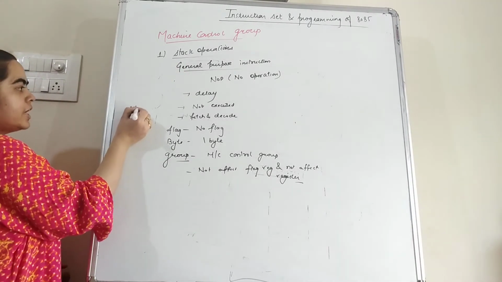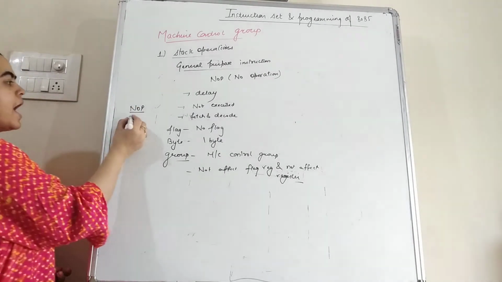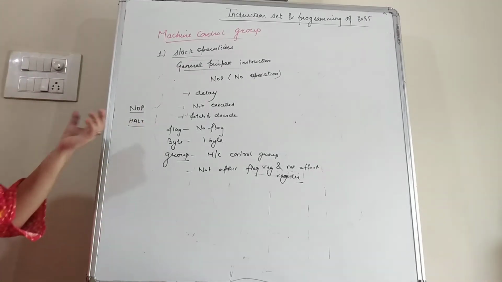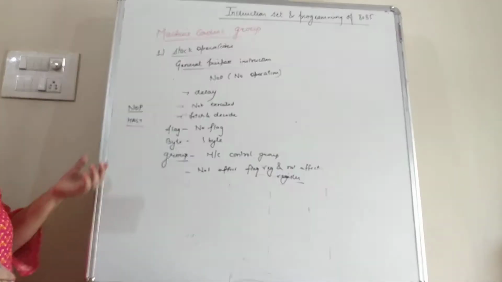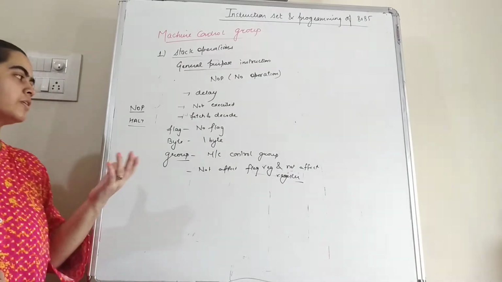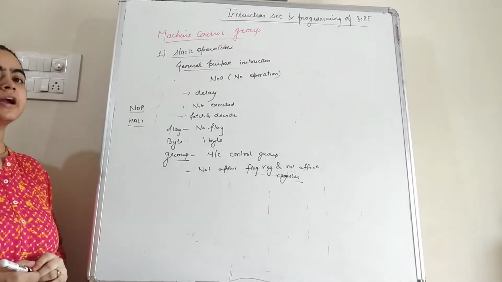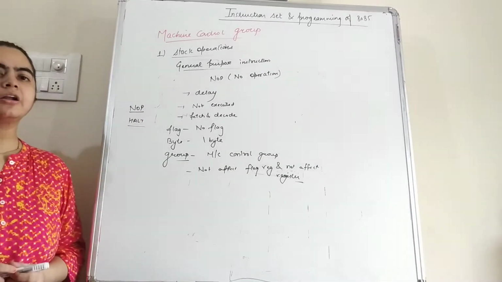So basically NOP is used to just provide delays, and halt is used to stop the microprocessor from executing the program or other instructions. Halt we basically use when we have interrupts, and both will not affect any flag value, and the bytes for both instructions are 1 byte.